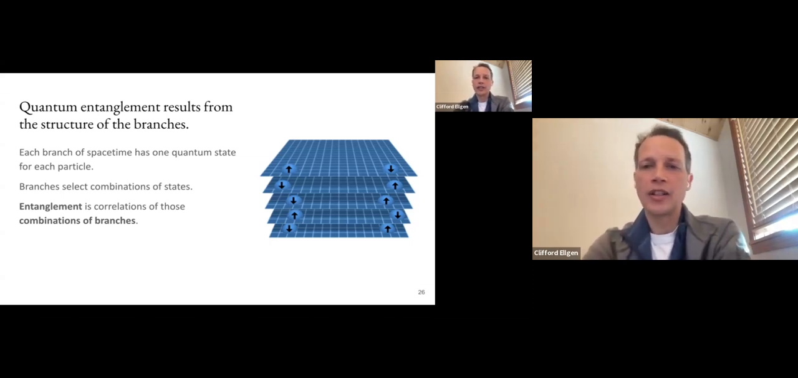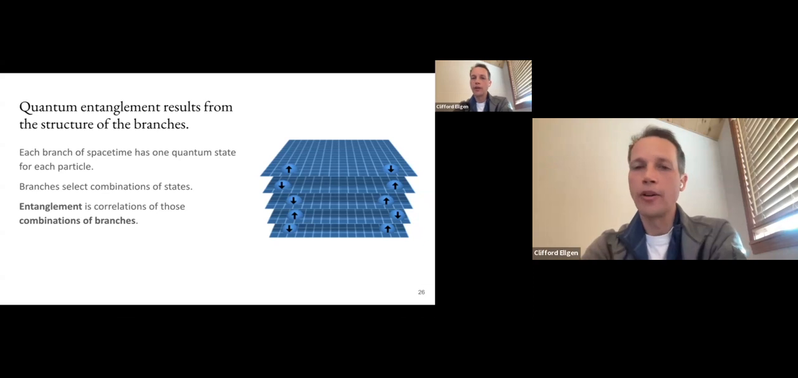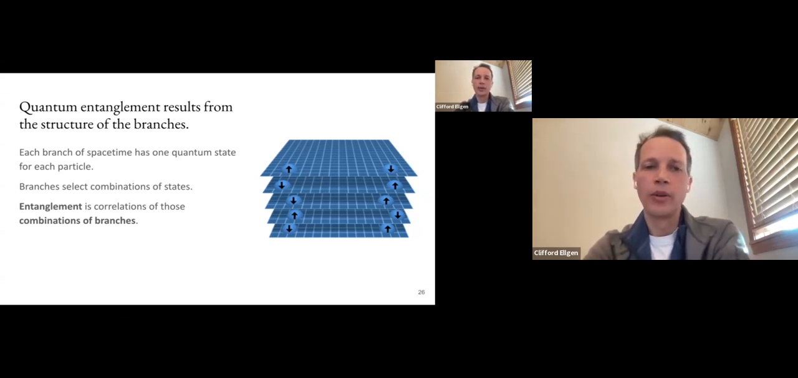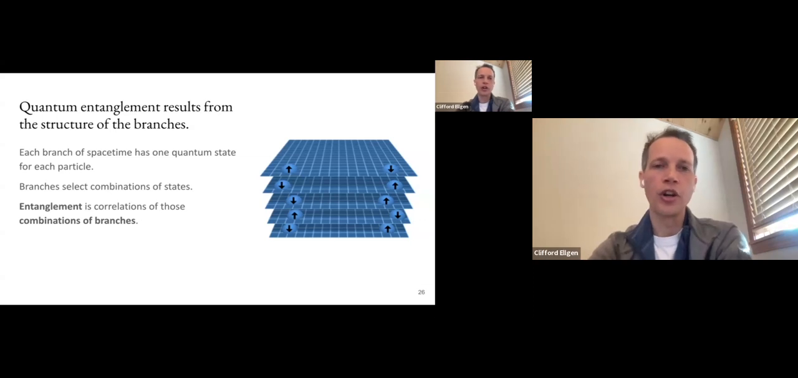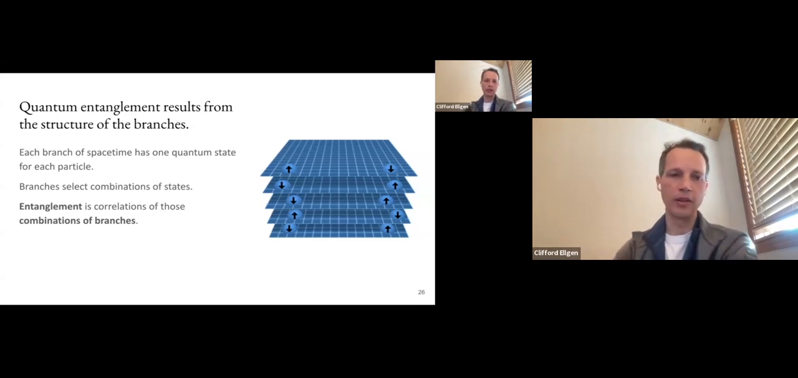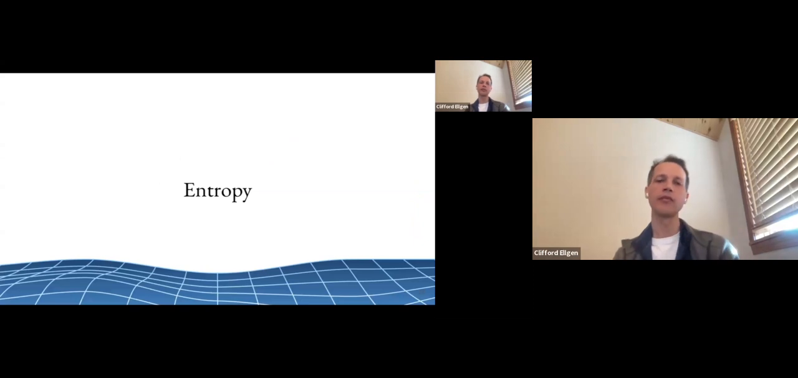And these branches select combinations of states because on each branch, there's a knot on the left and a knot on the right corresponding to the particle on the left and the particle on the right. And in this diagram, the branches happen to select combinations such that the quantum information, the arrow on the left, is always opposite to the arrow on the right. And that way we have a correlation between these states. Those correlations are encoded in the structure of the branches of this branch spacetime manifold. So now we get to the information part of the story.